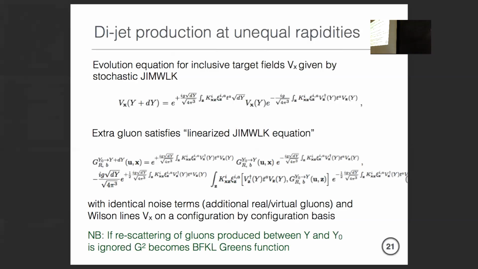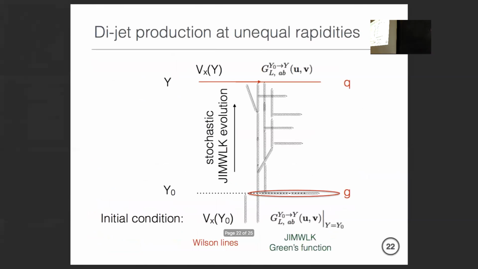Okay. Good. So the point basically being, right, is to now build your cross section. You need the Wilson lines, and you need these, quote unquote, propagators in the background of the color field, right.